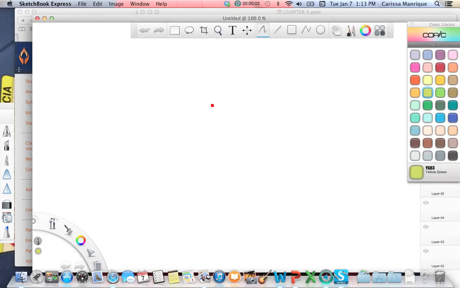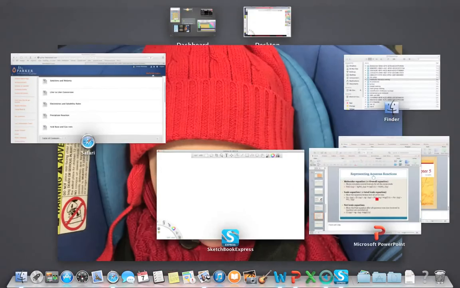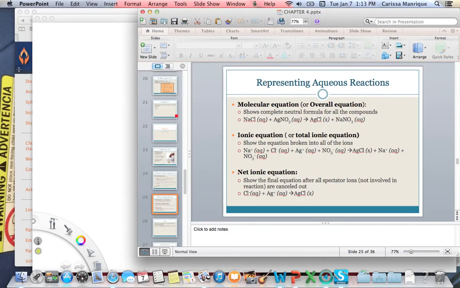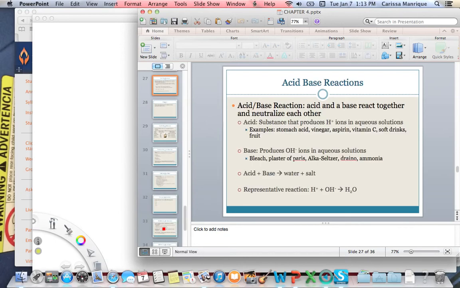Okay, so now we're going to go over acid-base reactions. We went over precipitation reactions, and that's when two reactants come together to form a solid. Now let's look at acid-base reactions. An acid-base reaction is when an acid and a base, hence an acid-base reaction, react together to neutralize each other.